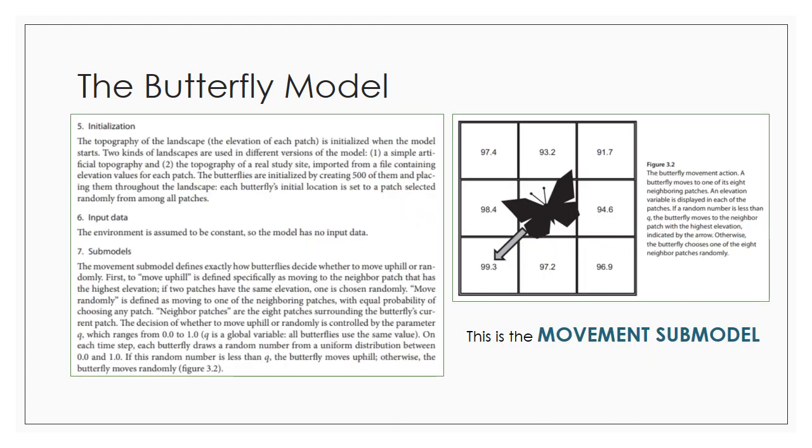In the final details section, the author discusses the implementation of the model. In the initialization section, they talk about the topography of the landscape and how the agents are set up and initialized as well. So here, for example, we can see the butterflies are initialized by creating 500 of them and that they're randomly placed into the landscape and so on. Next, are there any input data? There are no input data. However, there is an explanation of why there are no input data because, namely, the environment is assumed to be constant. So this section is still really important.